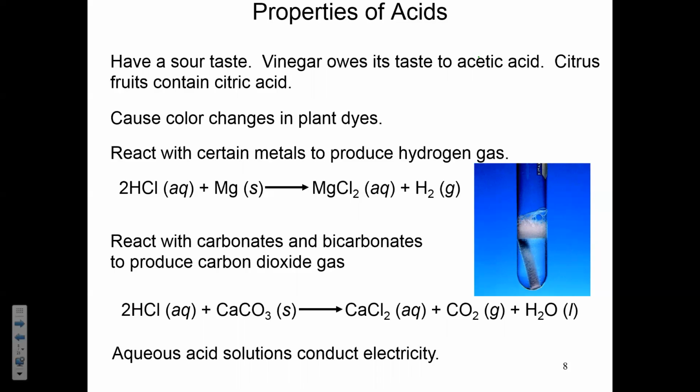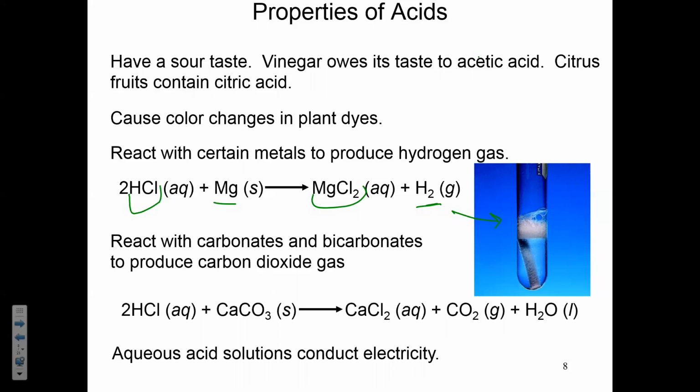Acids also react with metals. Most of the time when they react with a metal, we see the production of hydrogen gas, so some sort of bubbling or fizzing or carbonation occurs. Here's an example. We've got hydrochloric acid mixing with magnesium, which is a metal. We get magnesium chloride and the release of a gas, or some bubbles.